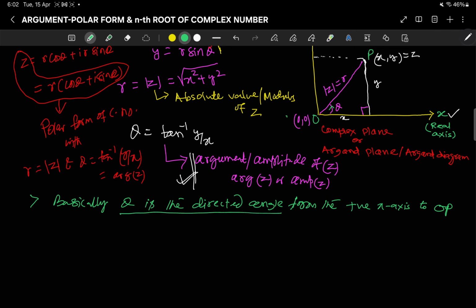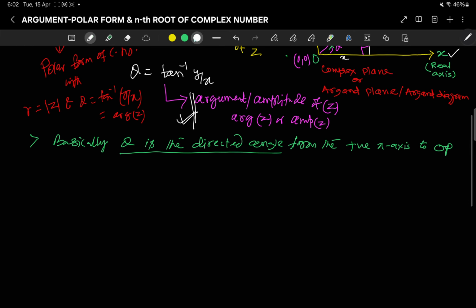Now let us discuss the argument or amplitude of z in detail. Suppose I have a complex number z equal to 1 plus i. So this is my 1. What is my tan inverse y by x?